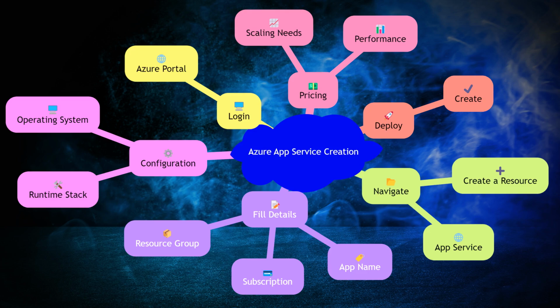To create an Azure App Service, start by logging into the Azure portal. Navigate to Create a Resource and select App Service. Fill in the required details, such as the subscription, resource group, and app name. Choose the runtime stack and operating system that best suits your application. Finally, select the pricing tier based on your performance and scaling needs. Once configured, click Create to deploy your app service.